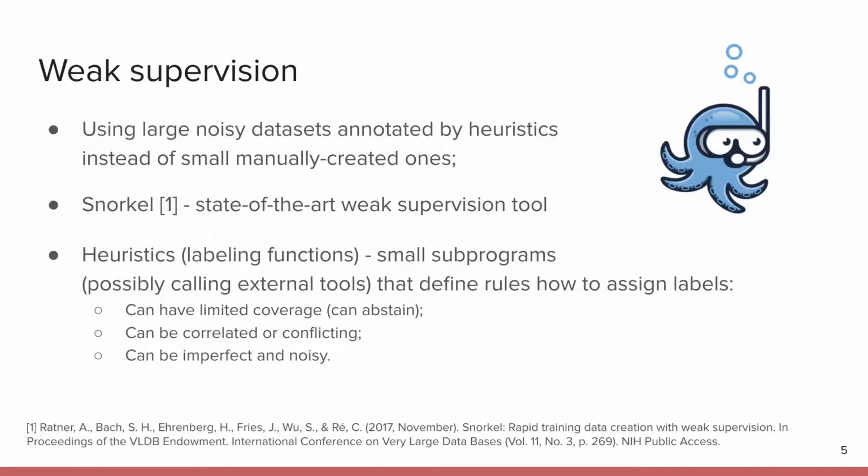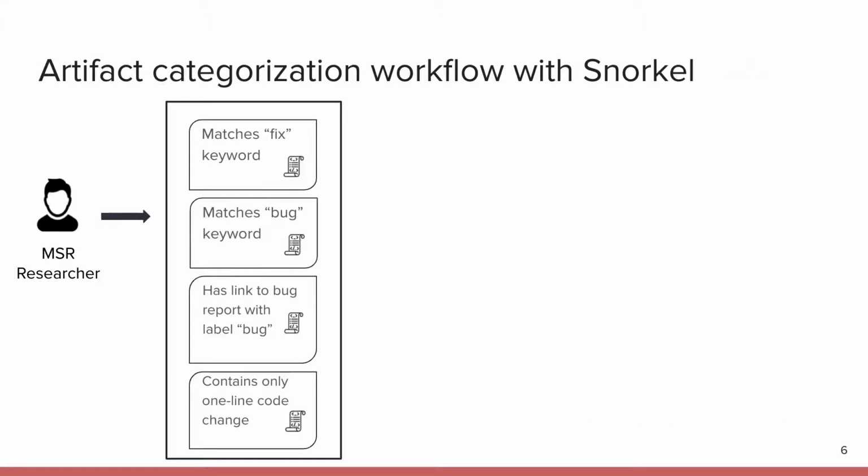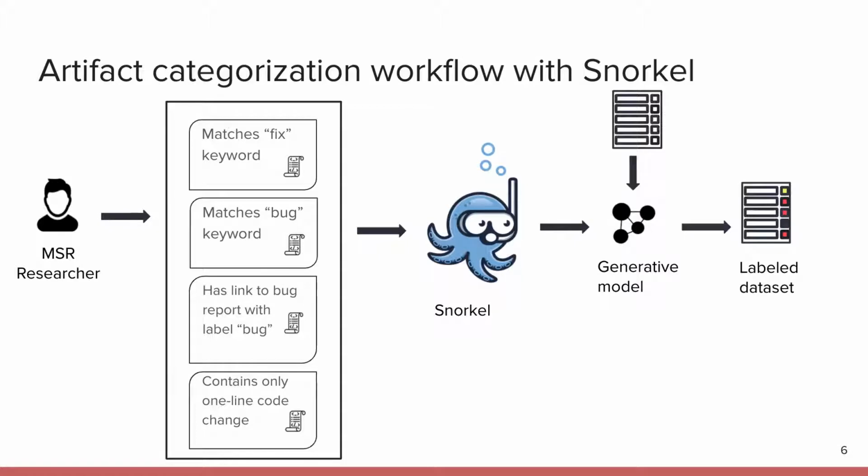Labeling functions have the following important properties. They can have limited coverage on a dataset, in other words, they can abstain on some data points. They can be correlated or conflicting, and of course, by their nature, they can be imprecise and noisy. So a researcher can think of a large number of heuristics and pass them to Snorkel as labeling functions. Snorkel leverages these labeling functions to learn a generative model of labels. This model then assigns probabilistic labels to previously unlabeled data.